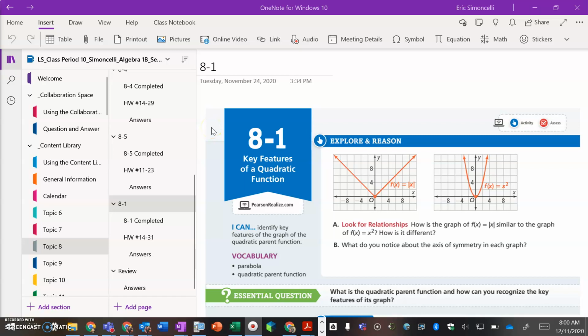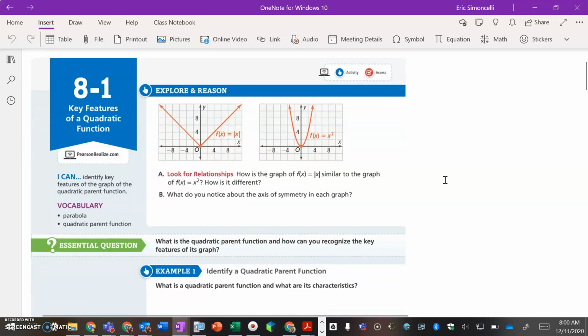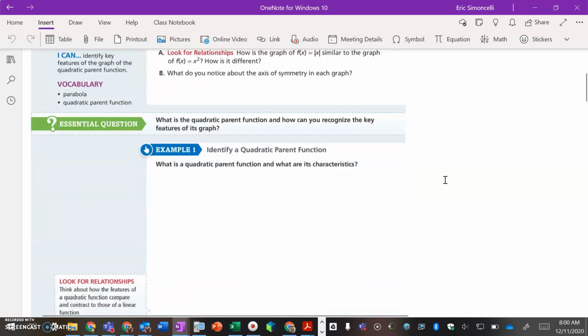Hello students, and welcome to section 8-1, Key Features of a Quadratic Function. So we already are familiar with parabolas. A parabola is a graph of a quadratic function.